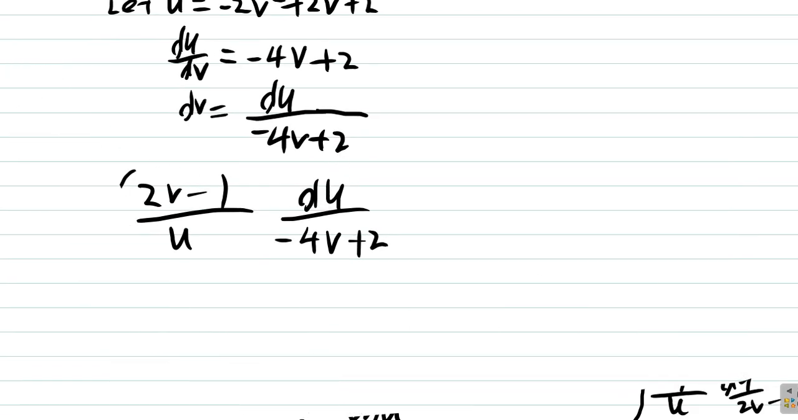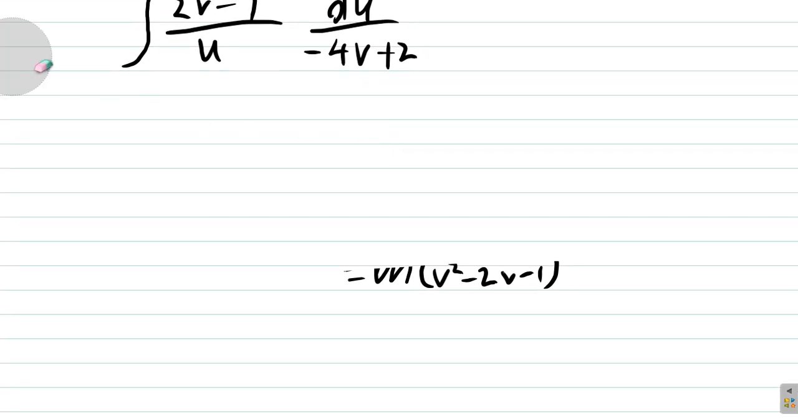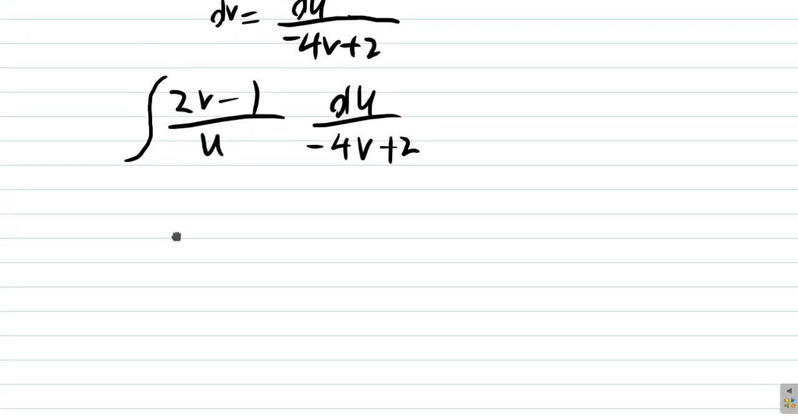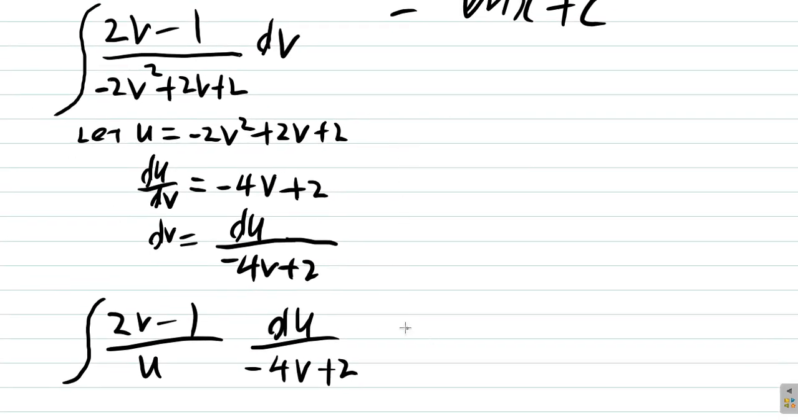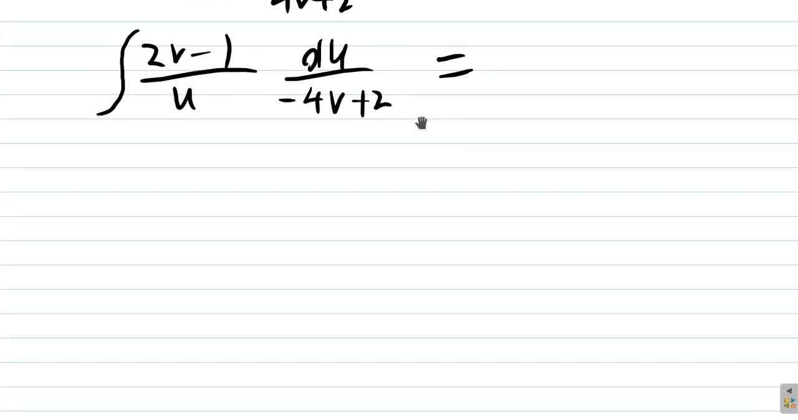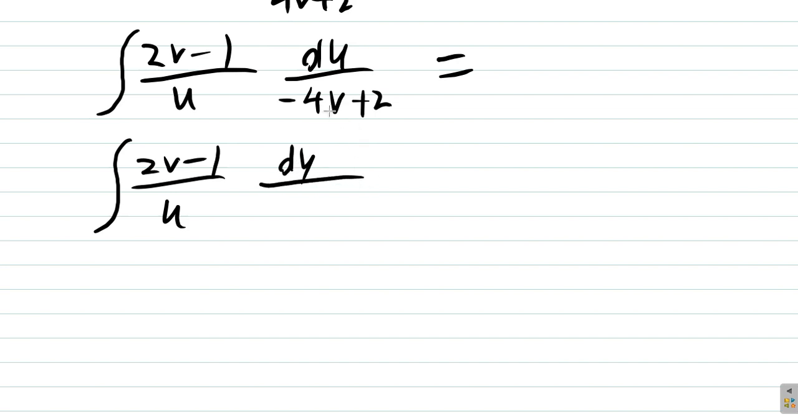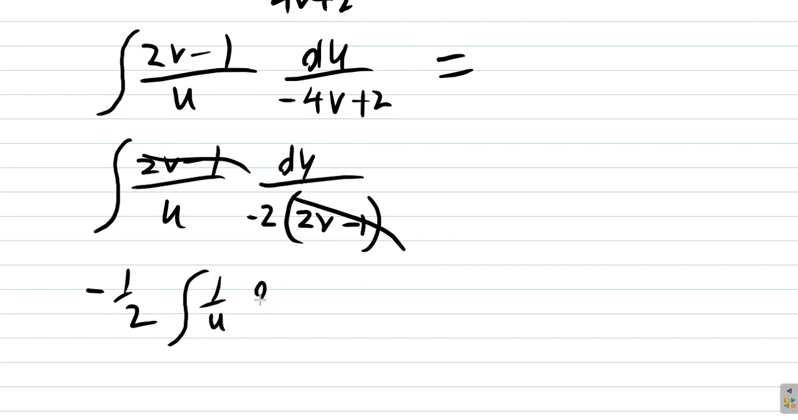Now here, what we have, let's scroll up, let's erase the previous work there. What we have here, let's put equal to remind us that there is something else over the right hand side. Alright, so here, this is the integral of 2v minus 1 over u du over, let's factorize this. This would be negative 2, let's put negative 2 here. Negative 2 into negative 4v goes 2v. Negative 2 into negative 2 goes 1 minus 1. Okay, so these cancel. So what we have is negative a half integral of 1 over u du.